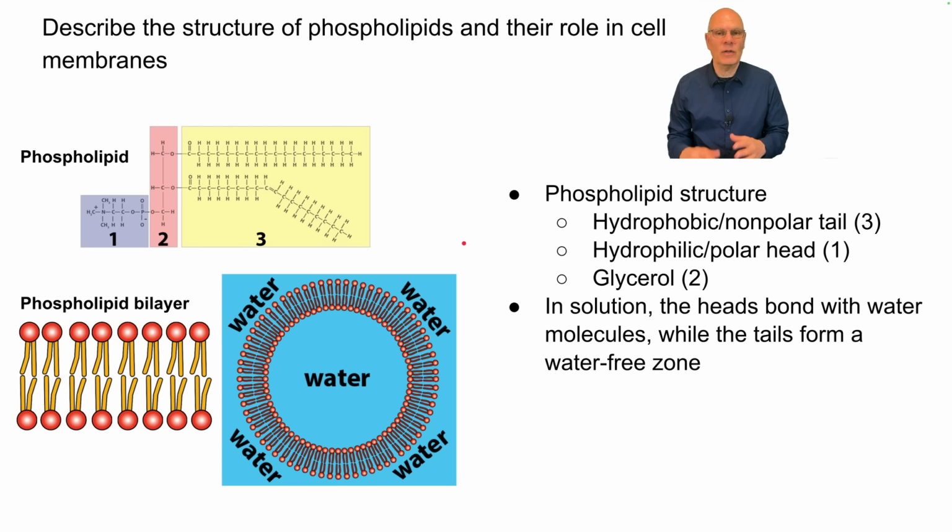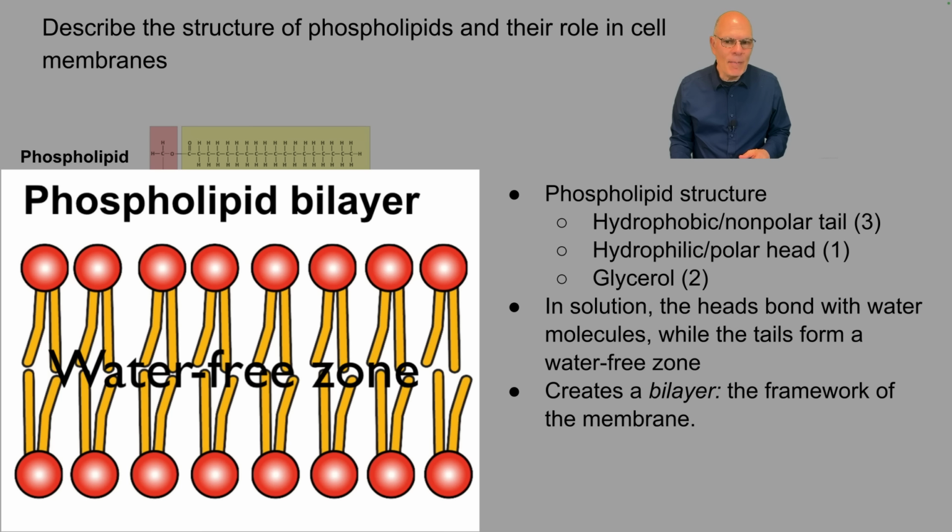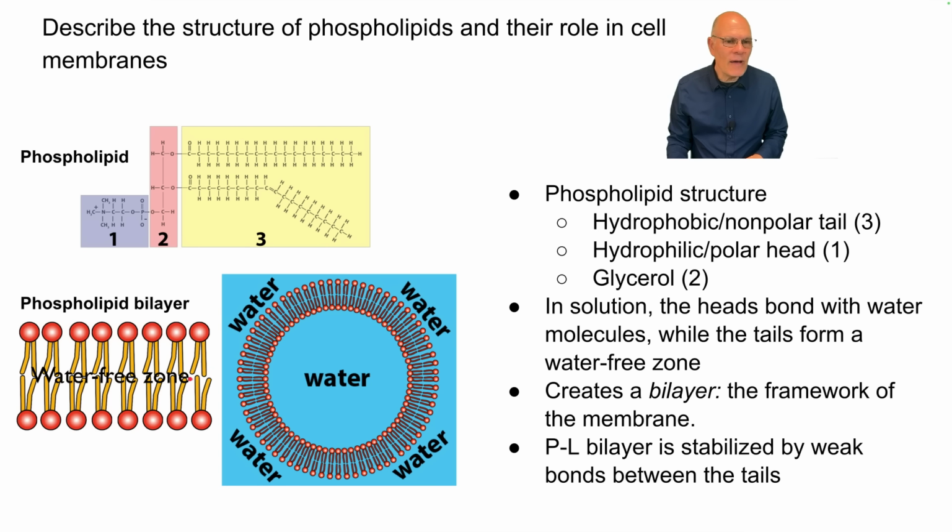In solution, when phospholipids are mixed with water, the heads of the phospholipids bond with water molecules while the tails form a water-free zone over here. That creates a bilayer. That's the basic framework of the membrane to which proteins and other molecules are added. We'll see that further on. And the phospholipid bilayer is stabilized by weak bonds, van der Waals bonds, that occur between the tails.